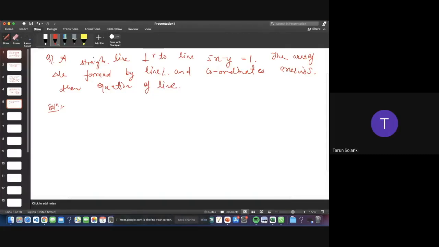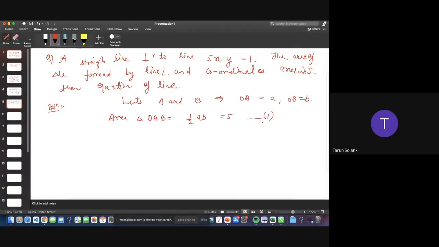Okay, so let's solve. First, we will look at the locus: the line L cuts the axes at A and B, where OA = a and OB = b. That means the area of triangle OAB = half ab = 5. So this is equation number 1.